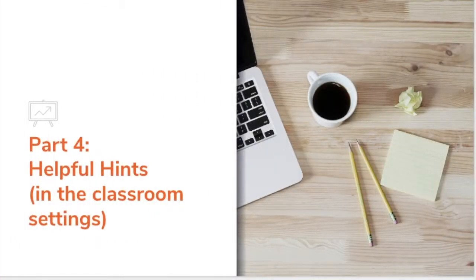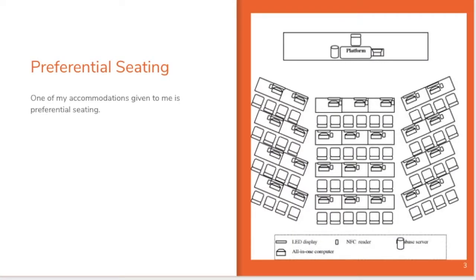Part 4. Helpful hints in the classroom setting. Here is some helpful information for you to keep in mind in the classroom setting. Preferential sitting. One of my accommodations given to me is preferential sitting. I typically need to sit in the first row or somewhere close to where you lecture. Let's look at some examples.